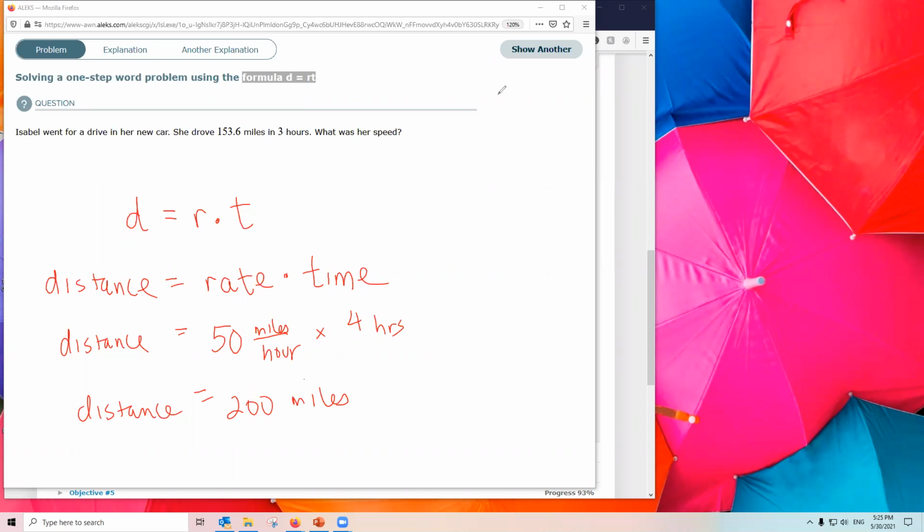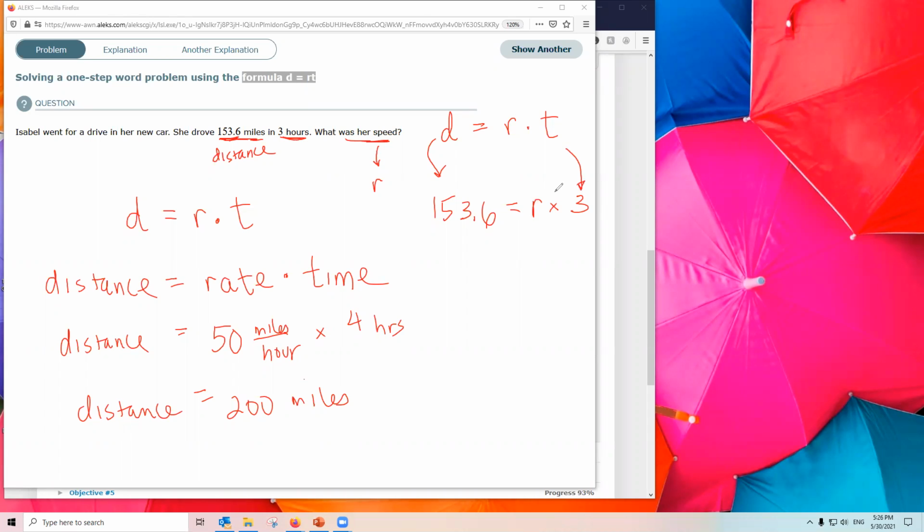All right, so let's use the formula for this example. So remember, it's going to be D equals R times T. All right, well, it says she drove 153.6 miles. Well, this is the distance, D. So they're giving me D as 153.6. What was her speed? That's the unknown quantity R. So R is unknown. 3 hours is the time. So T is 3.